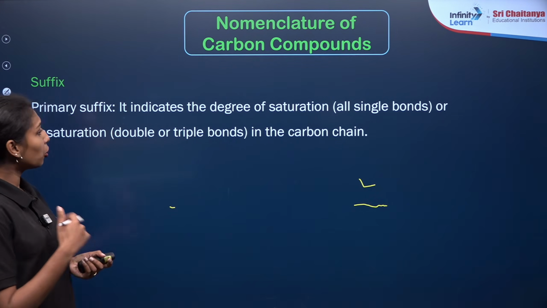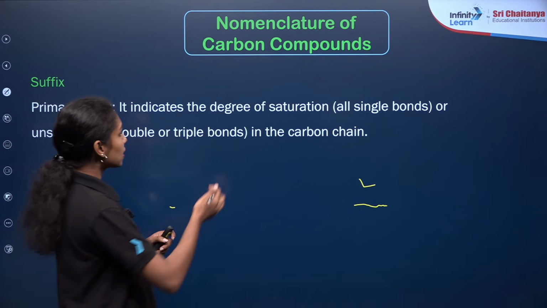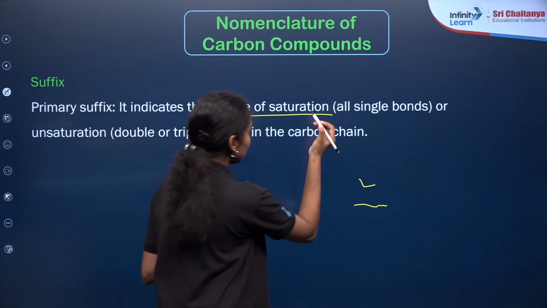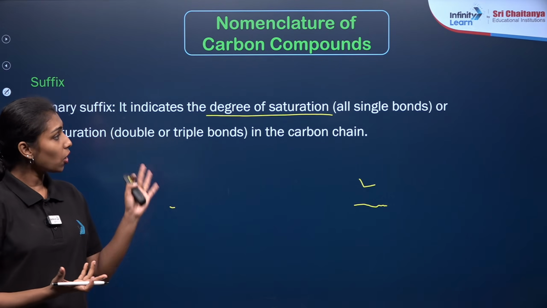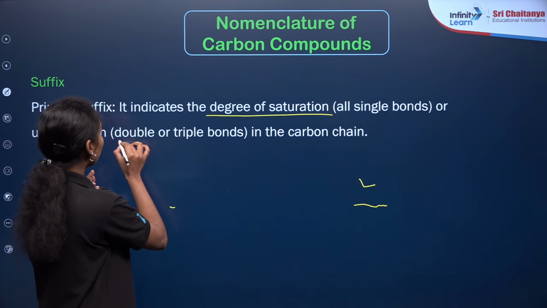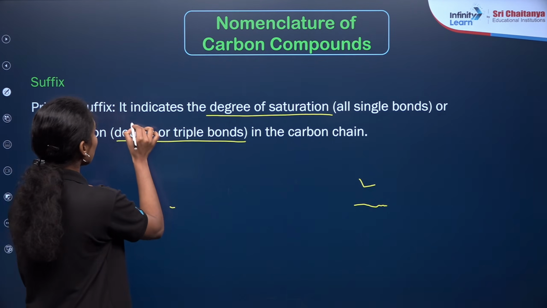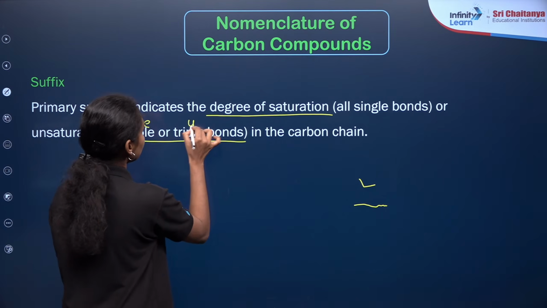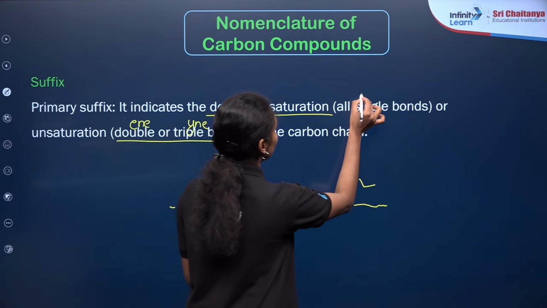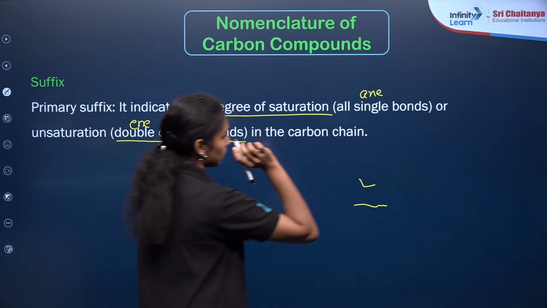As we already know how to write the primary suffix, it depends on the degree of saturation, which means whether single, double or triple bonds are present. If you have double bonds or triple bonds, it will be ene or yne, and for single bonds, it will be ane. This is the primary suffix.